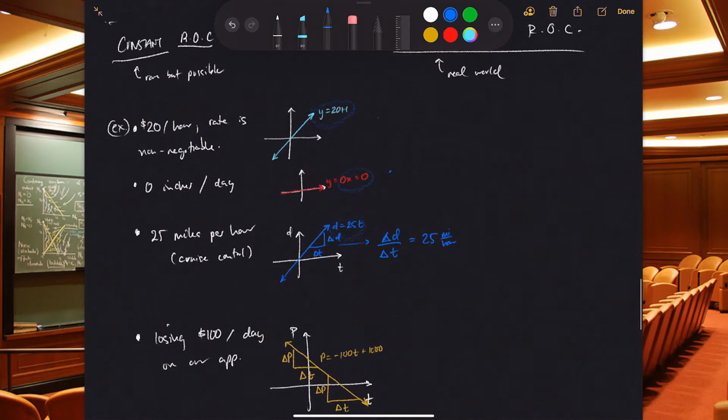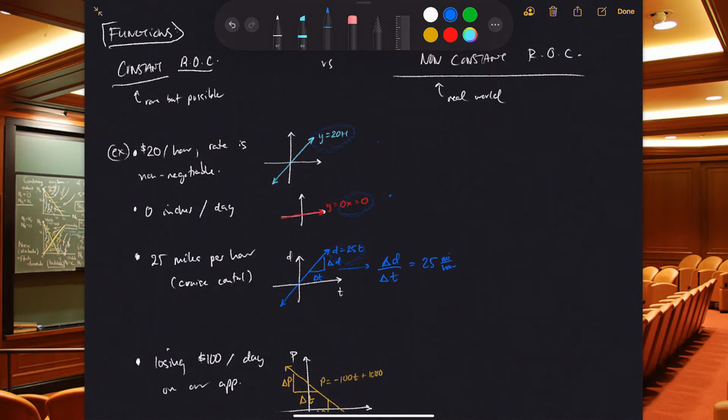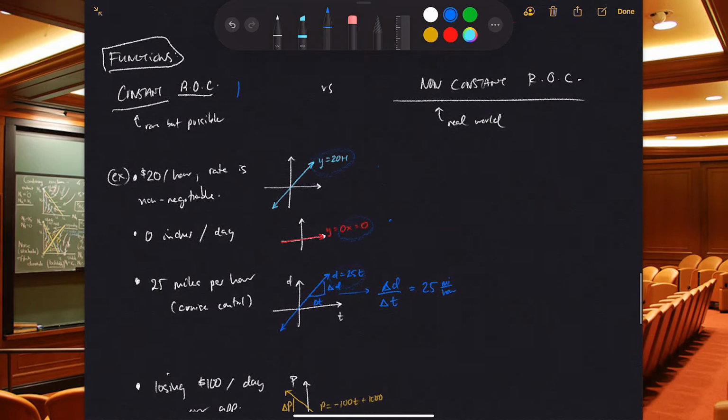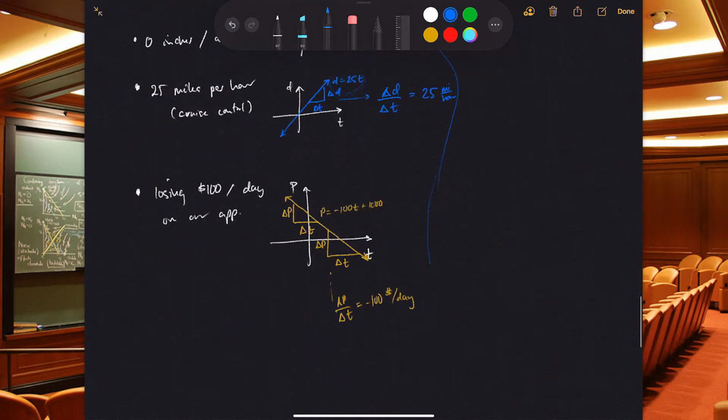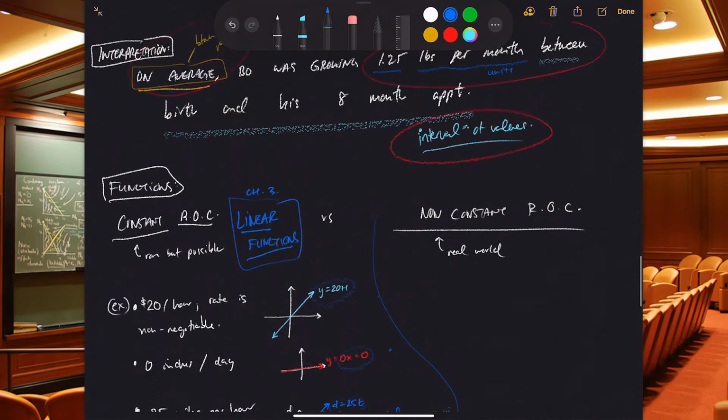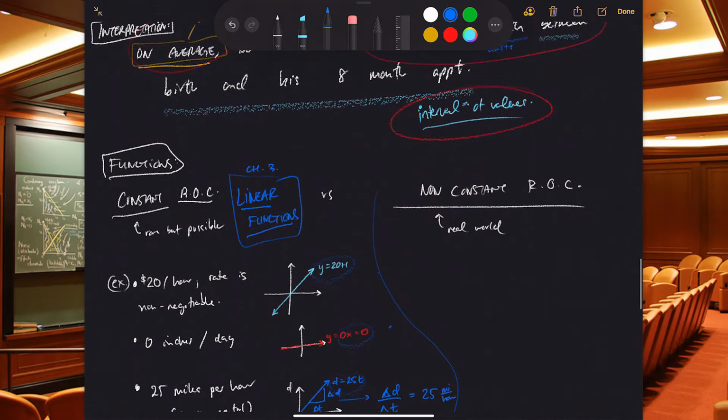So these are what we call constant rate of change, and it's the key characteristic of a function that we call linear functions, because it's a straight line. And this is where we focus in on chapter 3, so I'm not going to go too far into that right now. Linear functions are super important. They're the most important function. I said that they're simple and rare.